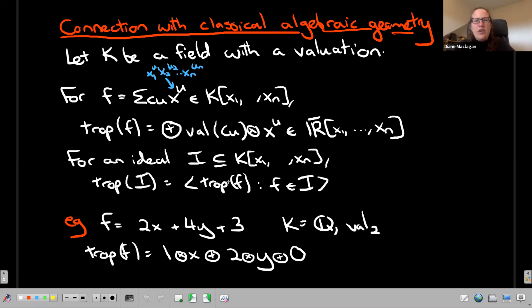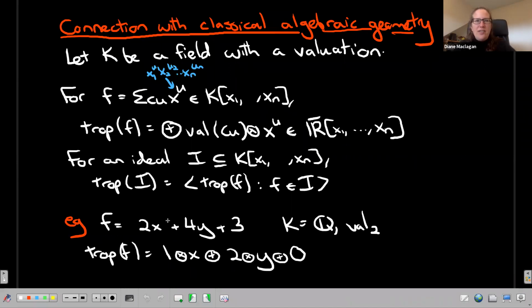And just to see that you might need to take the ideal generated by, if we had the trivial valuation, all these numbers might be 0. But I could multiply by 7, which would mean add 7 to each of them. And that would be in this ideal.